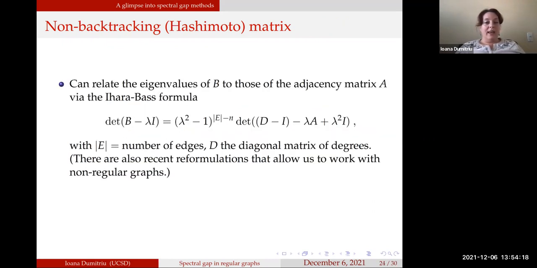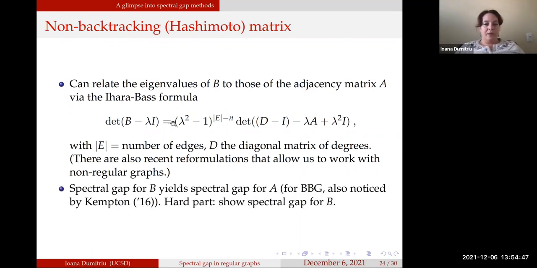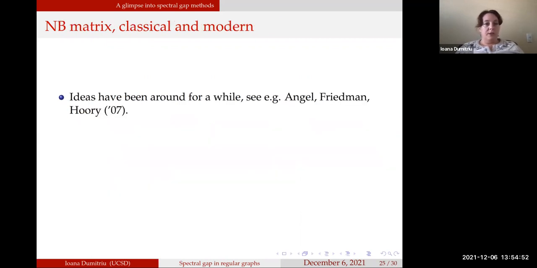Turns out that there's this beautiful Ihara-Bass formula, like I said, connecting the spectrum of B to the spectrum of A. Here in this formula, D is the diagonal matrix of degrees. And so eigenvalues of B that are not plus and minus 1 are going to be eigenvalues of this quadratic pencil in A and D, essentially. And spectral gap for B will yield spectral gap for A and vice versa. But of course, the hard part is to show spectral gap for B.